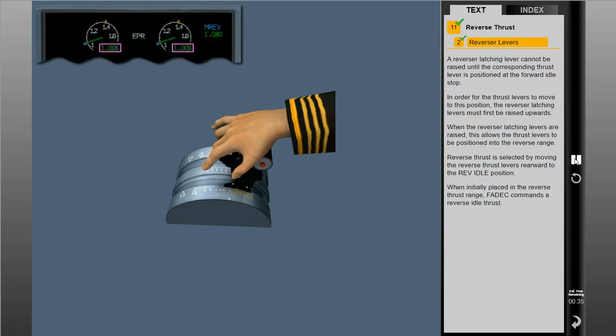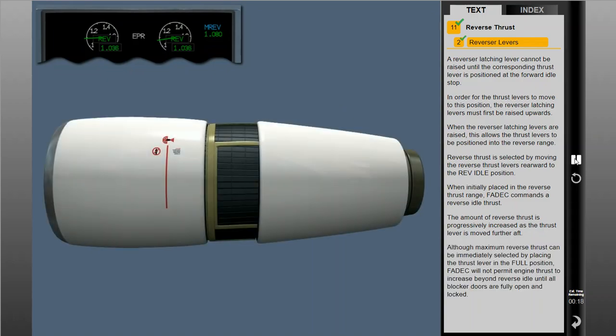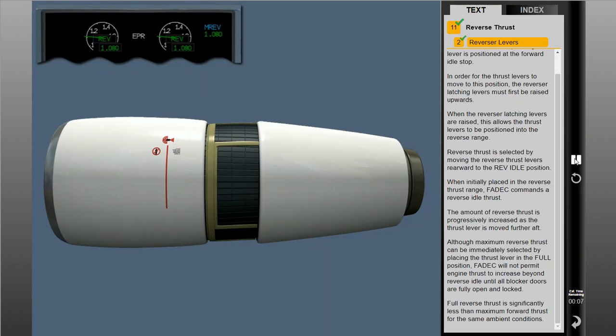When initially placed in the reverse thrust range, FADEC commands reverse idle thrust. The amount of reverse thrust is progressively increased as the thrust lever is moved further aft. Although maximum reverse thrust can be immediately selected, FADEC will not permit engine thrust to increase beyond reverse idle until all blocker doors are fully open and locked. Full reverse thrust is significantly less than maximum forward thrust for the same ambient conditions.